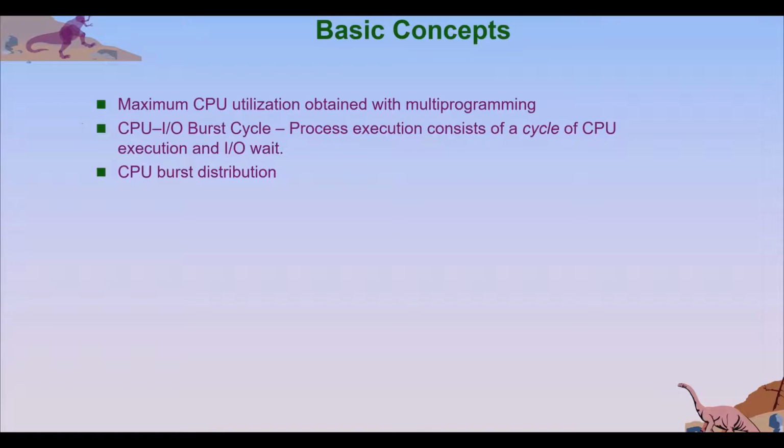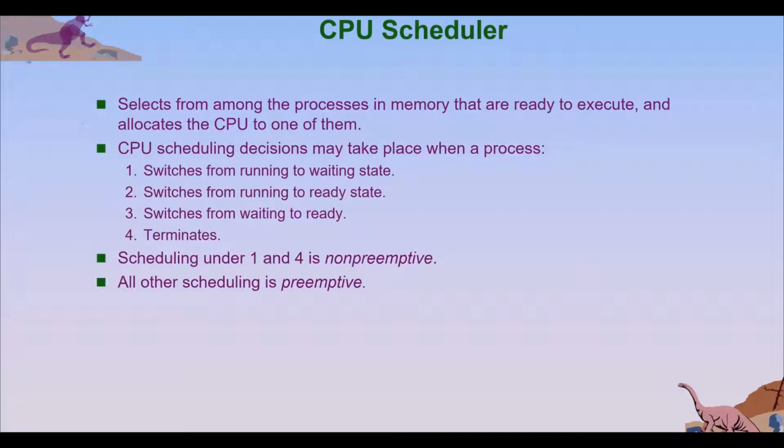Now, we have this terminology in CPU scheduling, which is the CPU scheduler. A CPU scheduler basically selects among the processes in memory that are ready to execute and allocates one of them to the CPU. Initially, from the hard disk, your program will be loaded to the RAM, and then from the RAM, the operating system, specifically the CPU scheduler, will select one of the processes and move it for execution on the CPU.